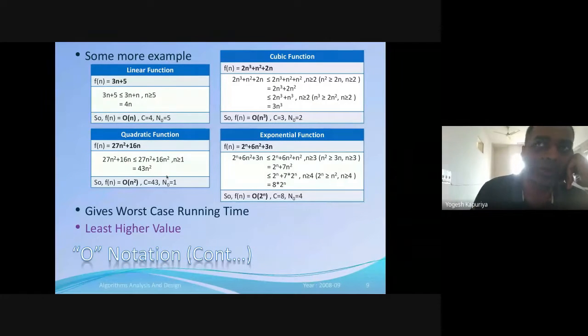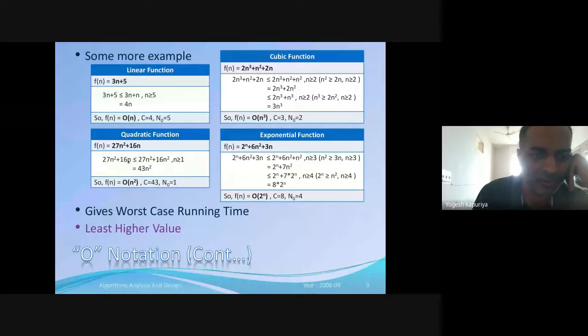Obviously, you need to go through some calculation. You need to run your calculator, and then you have to identify for which value of n, 16n is less than n square. If you take the value of n equal to 1, then this is 16 and this is 1, so false. 2, this is 32 and 4, false. If you take 3, this is 48 and 9, so false.